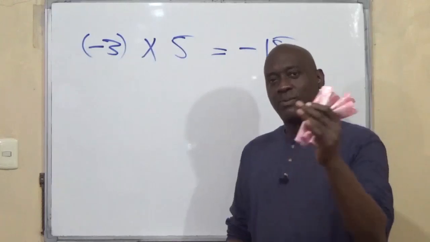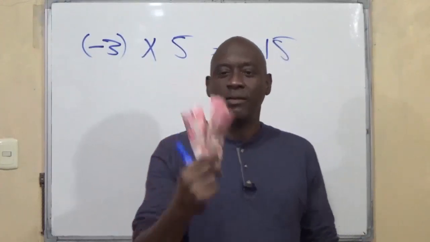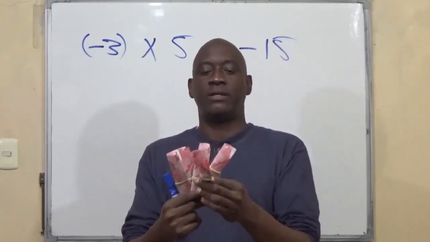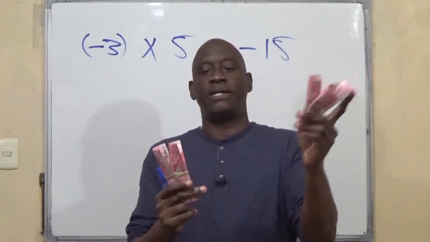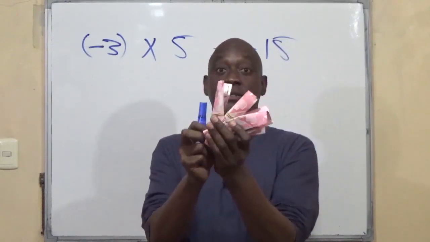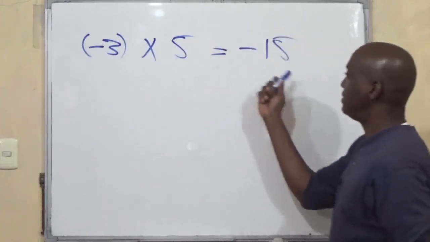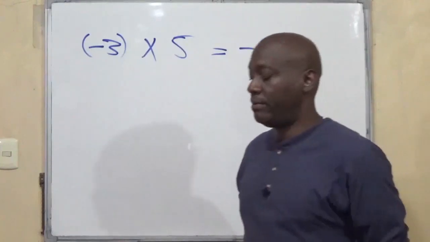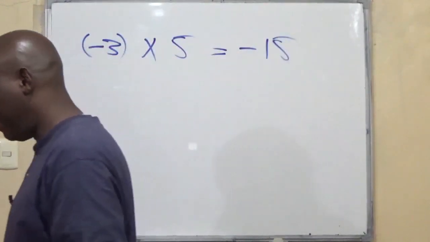So all of this is what I owe. But minus 3, minus 3, minus 3, minus 3, minus 3. So minus 3 by 5 is minus 15. No problem. Right?